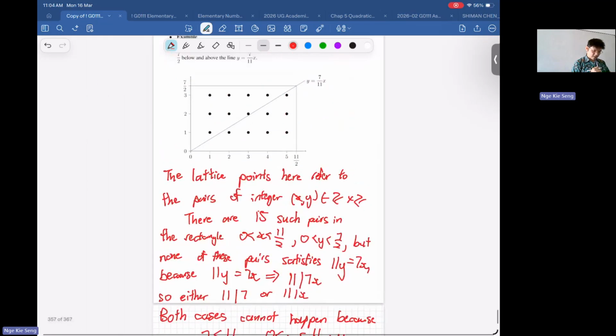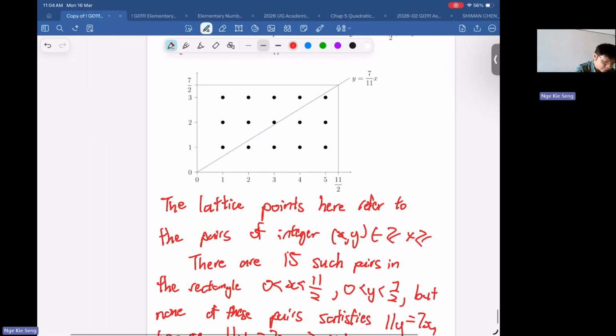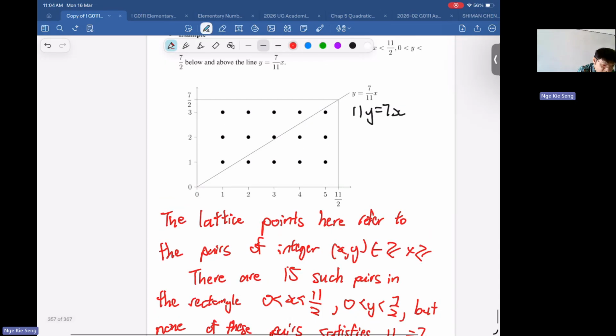Okay, so let's put it back here. So let's go back here. So here is 11y equals 7x. Okay, so maybe I can ask the question. So where is 7x greater than 11y, and the other way around, where is 11y greater than 7x? Okay, what do you think?